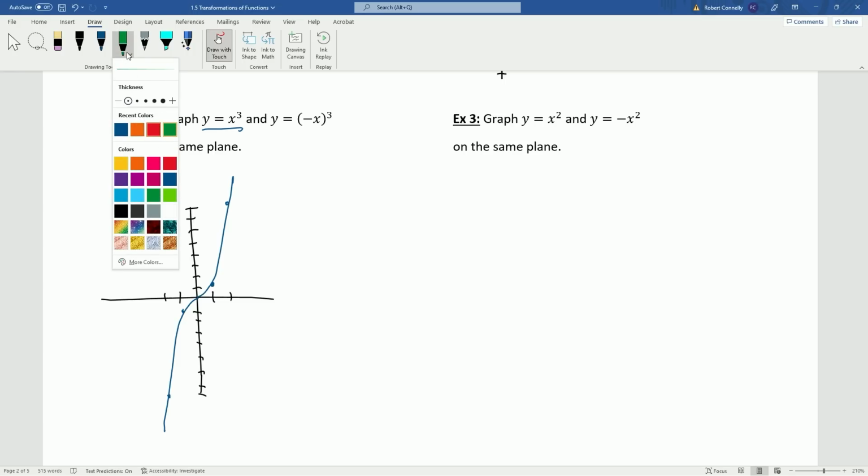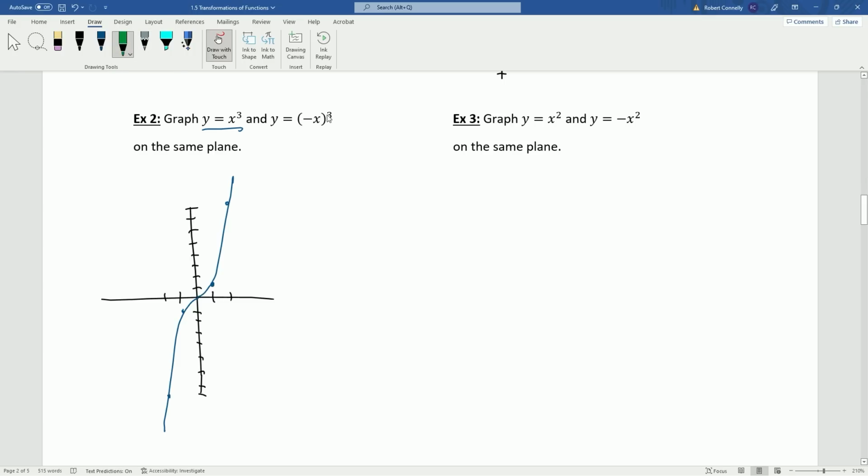So if I want (-x) cubed, what happens is all my points are going to get flipped. The x values are going to become negative, so they're going to get flipped this way and this way, right? So what does my graph look like? Roughly like this. Because that's a reflection over the y-axis.